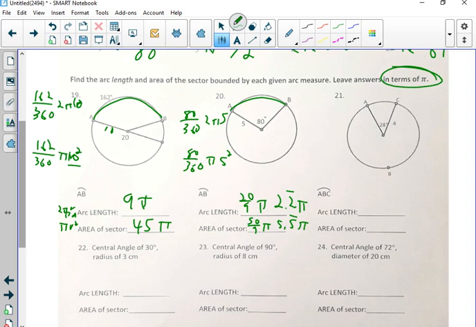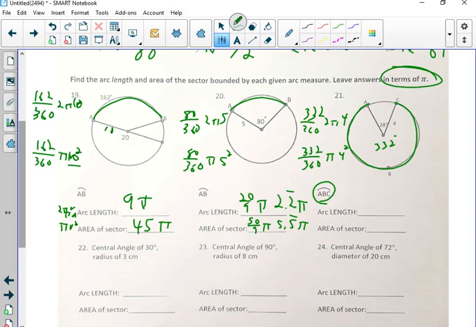Now be careful, 21 is not AC. It's the major arc ABC. So you need to do 360 minus 28, which is 332 degrees for a central angle. So, again, 332 over 360, 2 pi r, which is 4. That's for arc length. And 332 over 360. For sector area, we're going to do pi 4 squared, which is 16.